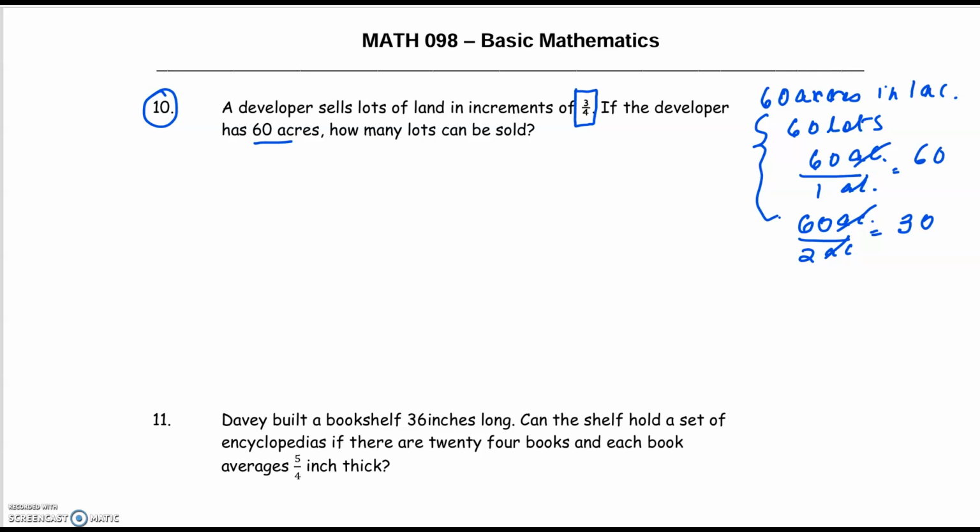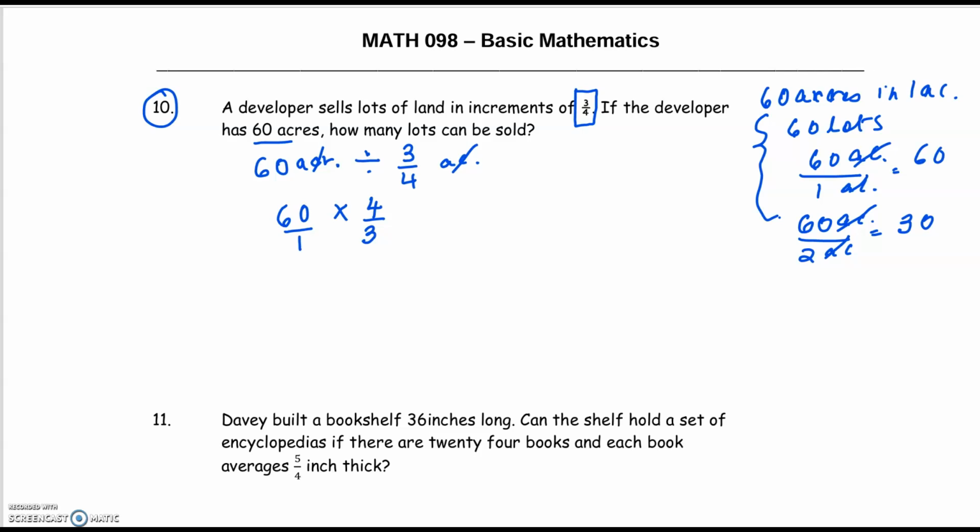easier. So what are we going to do now? We're going to take 60 acres and divide it into 3/4 acre lots. The acres get cancelled because of division. We're trying to calculate the number of lots, so that makes 60 times 4/3.